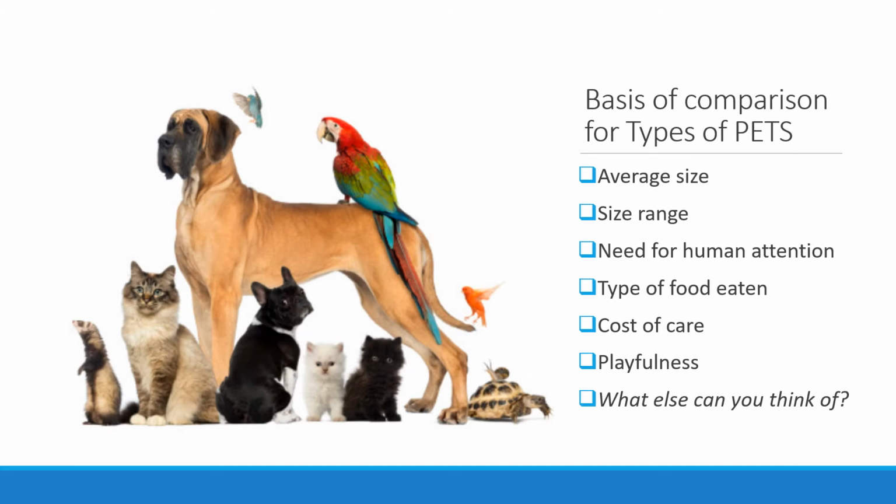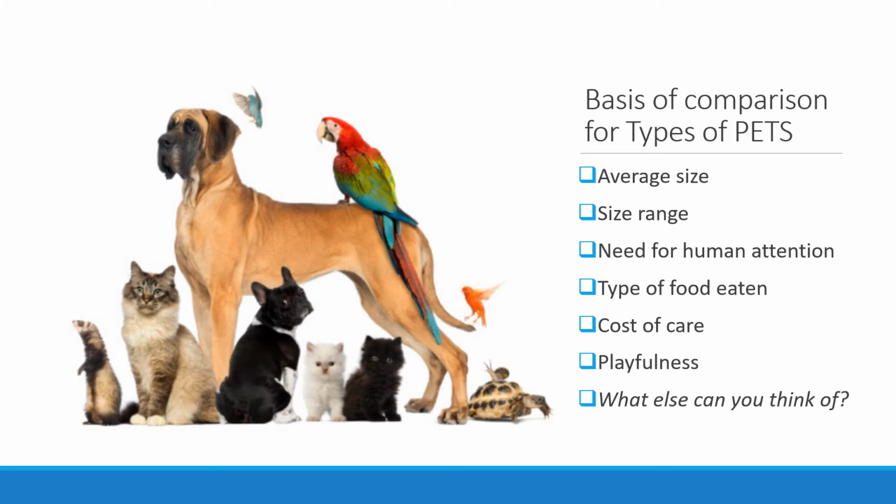What type of food they eat, how much it costs to take care of them, their level of playfulness. I'm sure you can think of many other things to add to this list. And as you do that, this is the comparative method. We can try to learn something about each type of pet by comparing it to other types.